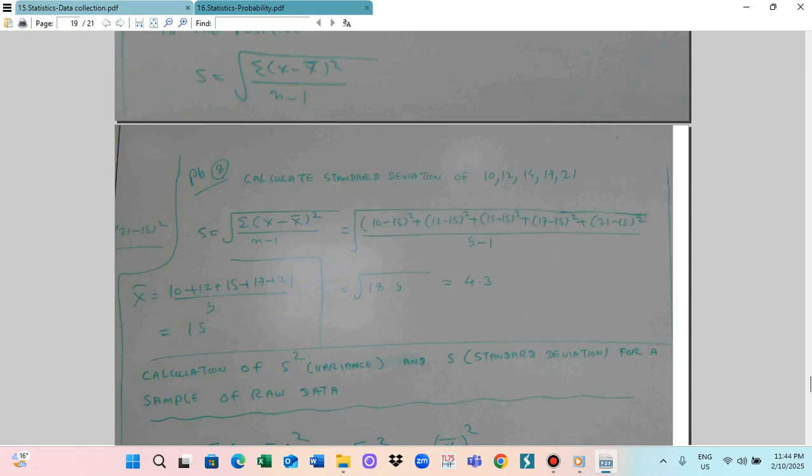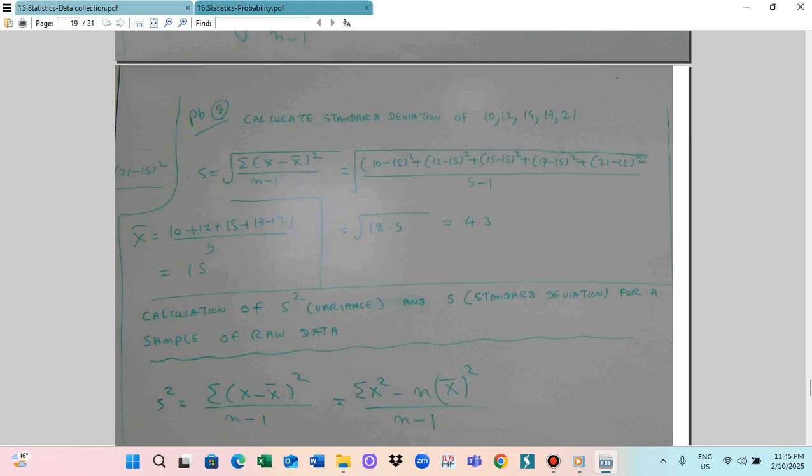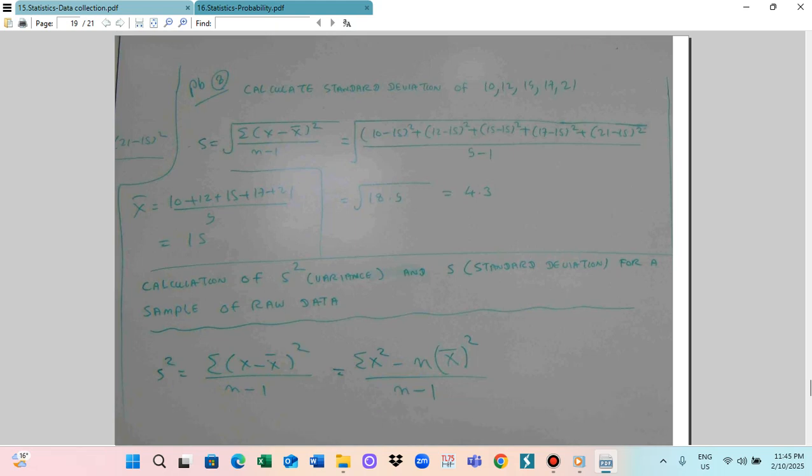In this case, we can also calculate the variance. Variance you can calculate as s squared. S squared is equal to the summation of (x minus x bar) squared divided by n minus 1. This is the general formula to calculate the variance. When you make the mathematical calculation, this is also equal to the summation of x squared minus x bar squared, multiplied by n, divided by n minus 1. So this is the same.